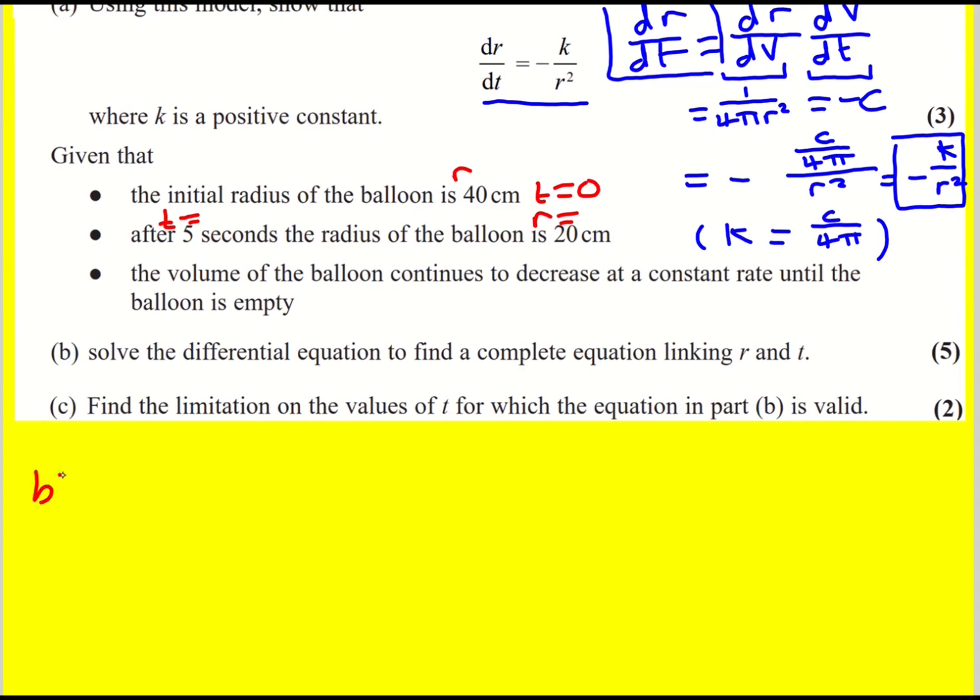So I'm just going to write it out again. dr/dt equals minus k over r squared. Now we cannot integrate this as it stands because the right-hand side is a function of r, which is a function of t, but not just t. So we need to use separation of variables. I'm going to times both sides by r squared.